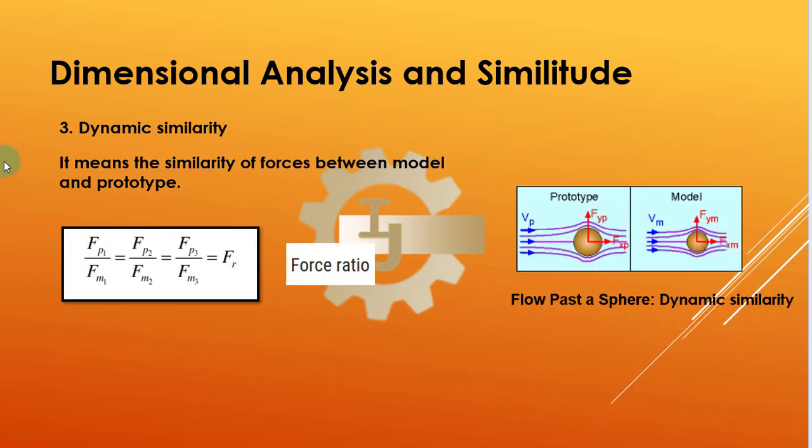Now, what is dynamic similarity? It means the similarity of forces between model and prototype. Here we can see the prototype and model, and here is the similarity of forces in case of the prototype, and here in case of the model. The forces are similar. So if the force ratio exists, that is Fp1 by Fm1 equals Fp2 by Fm2 equals Fp3 by Fm3 equals Fr, where Fp is force for the prototype and Fm is force for the model, then we can say the model and the prototype are in dynamic similarity.